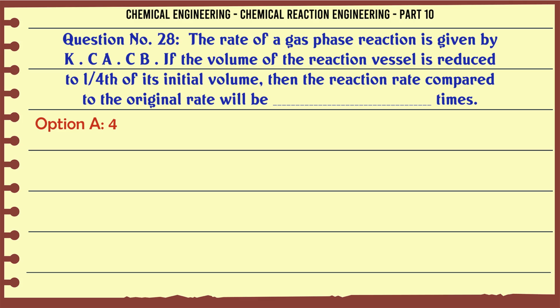The rate of a gas phase reaction is given by k C_A C_B. If the volume of the reaction vessel is reduced to 1/4th of its initial volume, then the reaction rate compared to the original rate will be ___ times: A. 4, B. 16, C. 8, D. 2. The correct answer is 16.